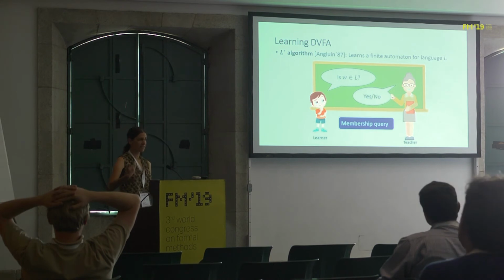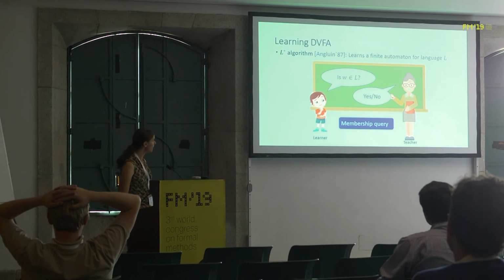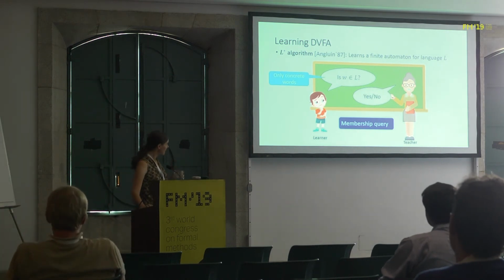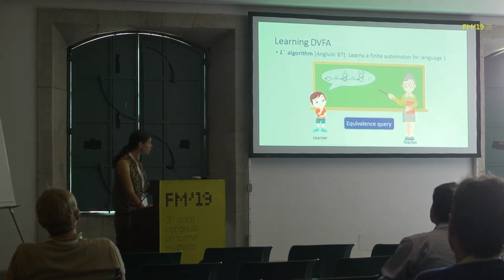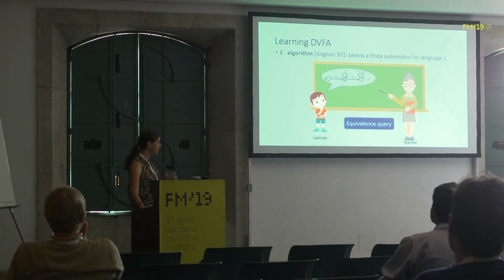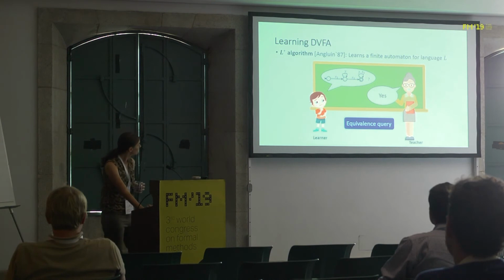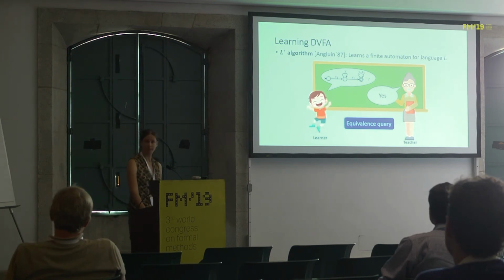And the learner keeps asking these questions until he has a stable automaton that he wants to inquire whether this is the one for the language, and then he can submit an equivalence query. Now, in this case, we can only ask about concrete words. So in an equivalence query, the learner asks the teacher whether this automaton that he has constructed is the correct automaton for the language, and the teacher can answer no and give a counterexample for a word that is in the language but is not accepted, or the other way around. Or the teacher can say, yes, that's the automaton for the language, and we are done.